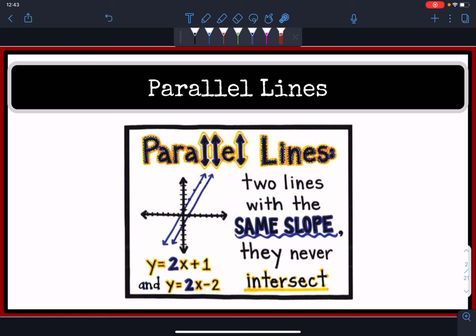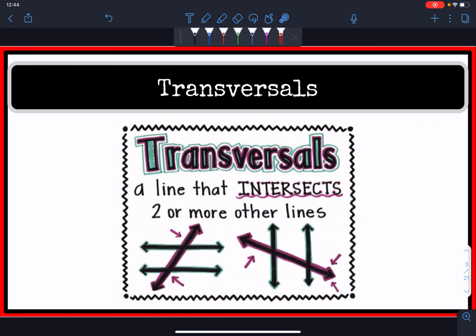Parallel lines are simply two lines that do not intersect. And while it's important to know that parallel lines have the exact same slope, if we look at the equation, we're not going to focus too much on that. What we're going to do in this lesson is go over the effect of having a set of parallel lines when we intersect them with a transversal.